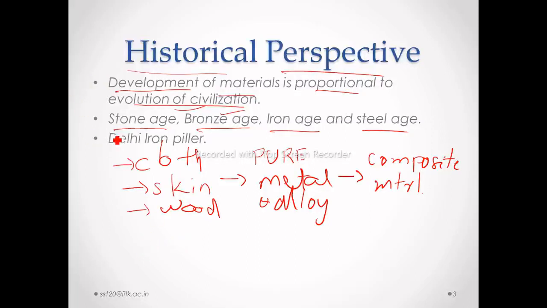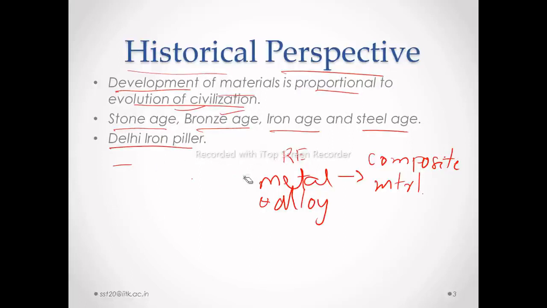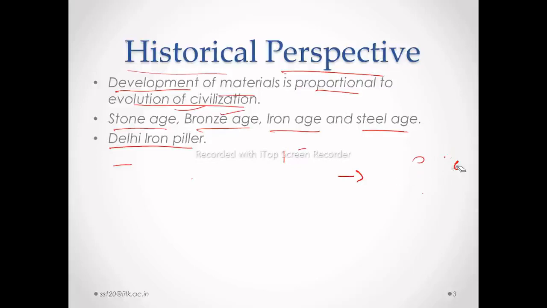In India, there has also been improvement in materials. One of the best examples is the Delhi Iron Pillar, as all are aware. It is one of the best examples that India also has a great history of material science and engineering. It was established in 402 AD by the Gupta dynasty, and its height is about 7.4 meters.